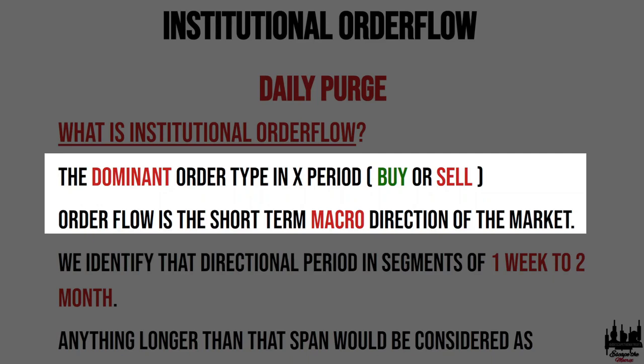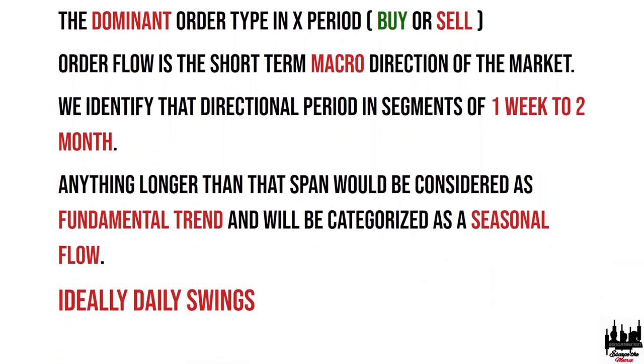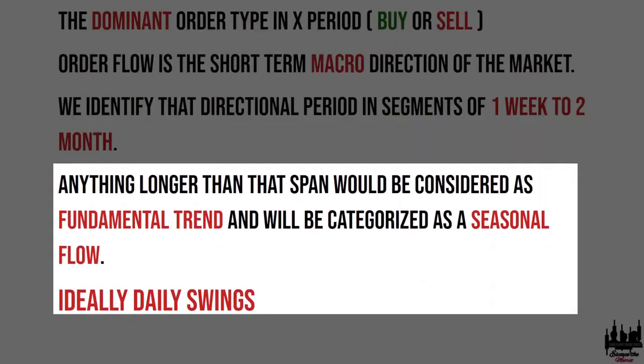Order flow is a short-term macro direction of the market. So basically, it's a small part of a bigger picture. Macro means bigger. We're not looking at the micros, lower time frames. We're looking at the bigger time frame, but we're looking at specific points of that higher time frame. We identify the directional period in segments of 1 week to 2 months. Anything longer than that span would be considered fundamental trends and will be categorized as seasonal flow. Ideally, you're looking at daily swings.